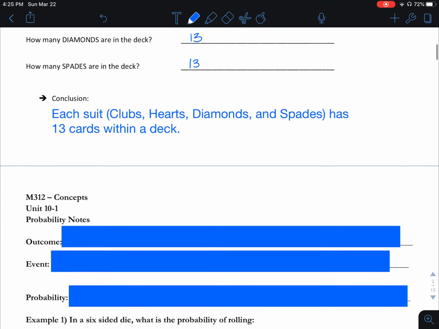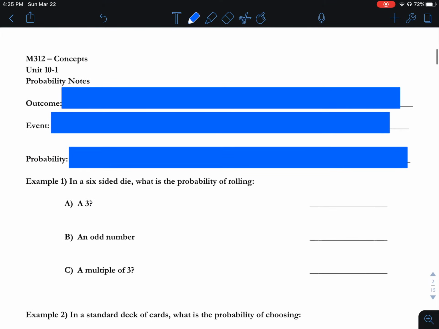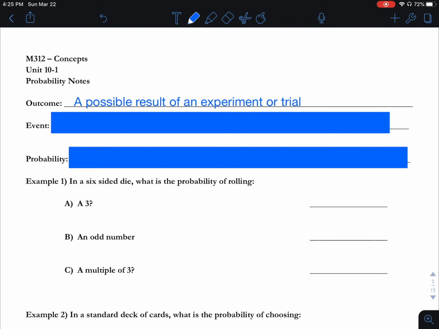Let's move down to some probability notes, starting with 10.1. Let's talk about some definitions. An outcome is a possible result of an experiment or trial. If I had a coin, I can only flip heads or tails. So the outcomes, if I flip a coin, are heads or tails. They are the possible results you could get out of an experiment.